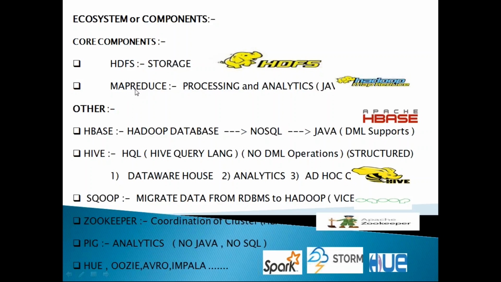By using MapReduce you can do the analysis, but we require Java. By Hive you can do the analytics, but we require SQL. But the person who doesn't know Java or SQL, how can they do the analysis? For that purpose we have Pig. Pig is used for analytic purposes. Those who don't know Java or SQL can work with Pig.